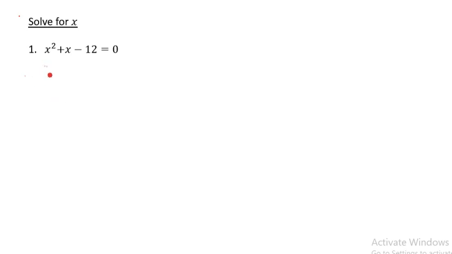Good day, everyone. The topic for today is solve for x. Problem number one that we are having here is x squared plus x minus 12 is equal to 0. So what we need to do on this problem is to factorize it first.